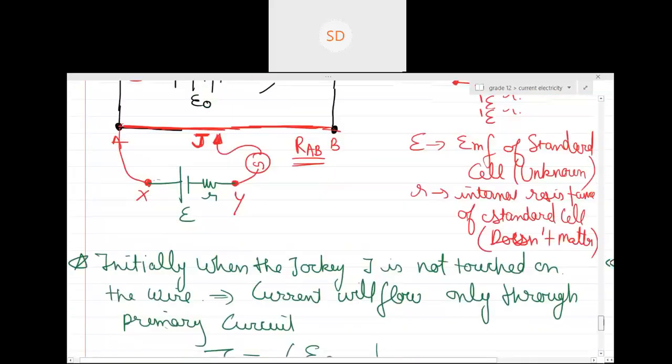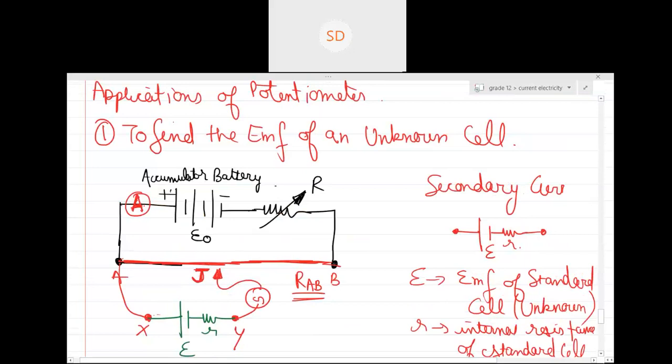Now see guys what exactly is happening over here. Now let's say this jockey J is touched near point J. Yes or no? If I have touched this jockey on this wire AB, can you see the current I which was coming over here? Now that current will split into how many parts? One part will go over here and I minus I1 will go over here. Yes or no?